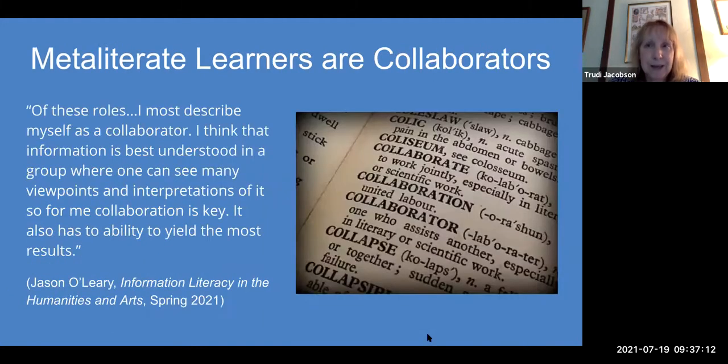And in the next slide, for collaboration, another student talks about the importance of collaborating and being able to see other points of view, and that this is really an important part of it, just being a producer of information, a participant in collaborating with others.